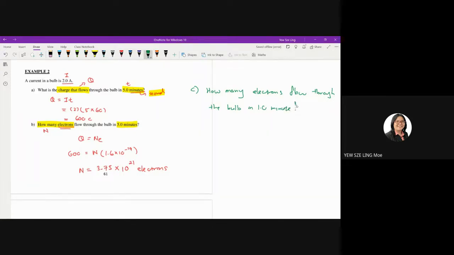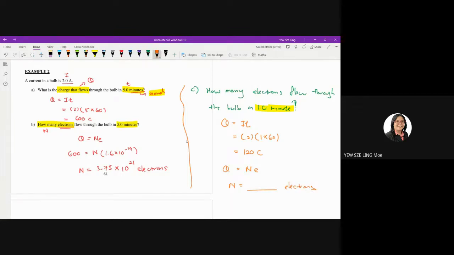So if you have a question where the time given is not the same as question A, then you have to recalculate Q. So when it comes to question C, you need to recalculate Q by using It again, which equals 2 times 1 times 60 seconds. So it equals 120 coulomb. So the total charge flowing through the bulb in 1 minute is 120 coulomb. From here, you can then calculate the number of electrons. I'll leave it to you to calculate and see what the answer is.